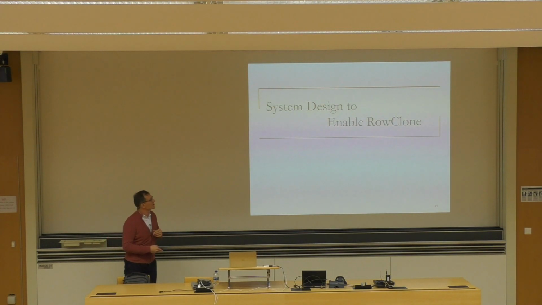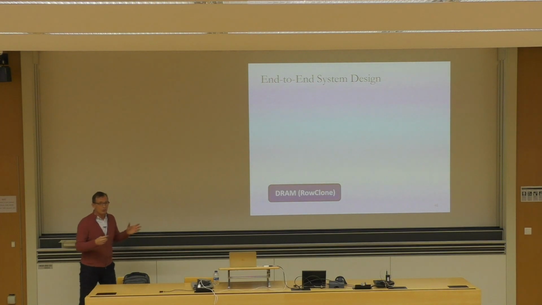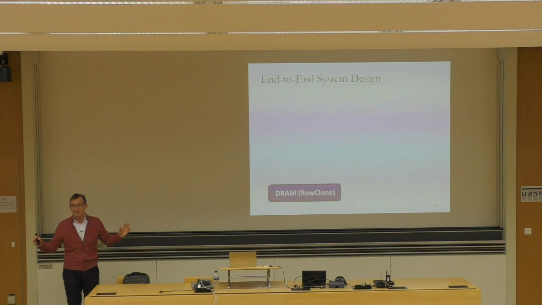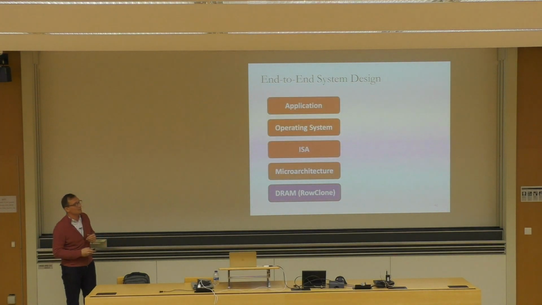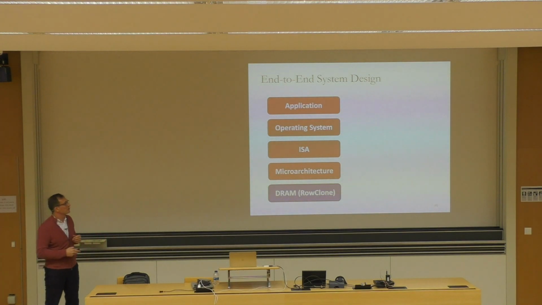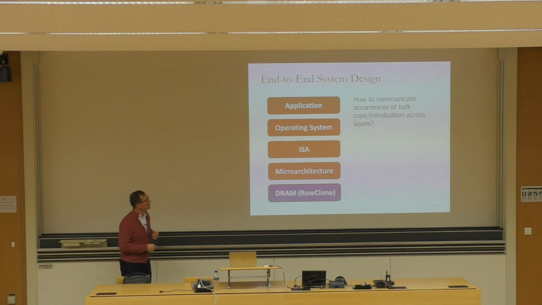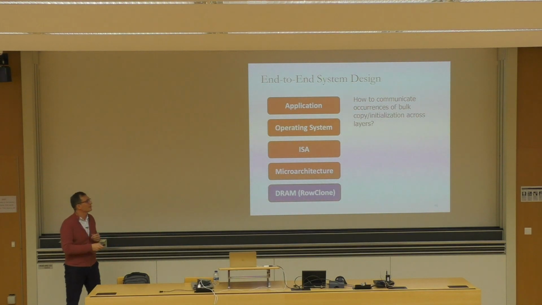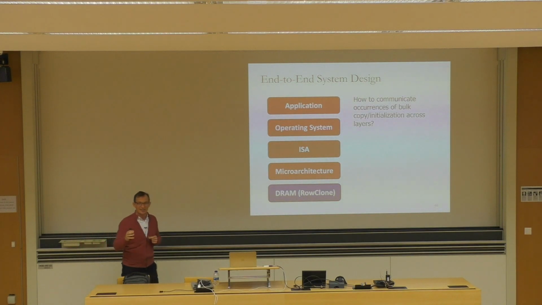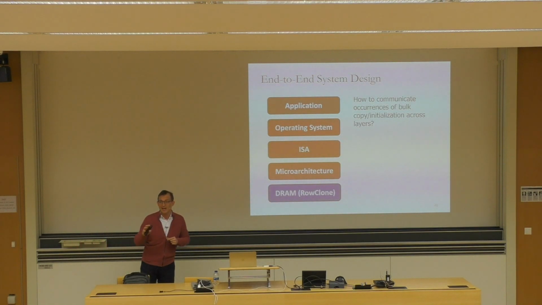So next the paper talks about system design to enable RowClone. RowClone is really a substrate on top of which applications can accelerate copy and initialization operations. But to be able to enable that, you really need to build across the stack. And the paper talks about some of the issues across the stack. How to communicate occurrences of bulk copy and initialization across layers. The paper talks about some ISA instructions. We will briefly talk about that. Some of these already exist. The repeat move S instruction, for example, that we talked about in digital circuits.